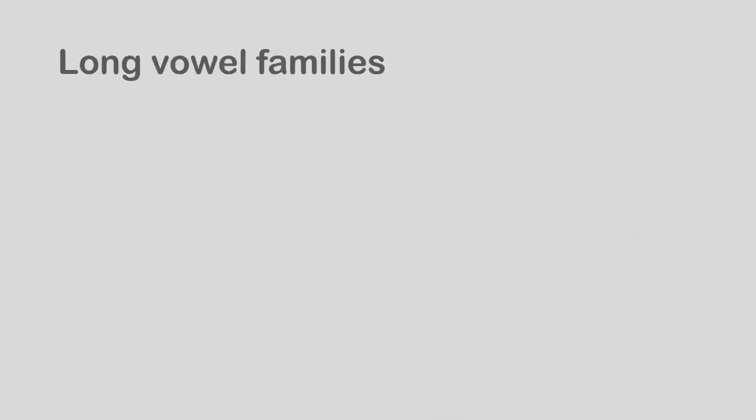Okay, so we've already started to talk about the irregularities. These are particularly obvious in our long vowel families. I'm going to put a spelling pattern on the screen. This is to represent the phoneme a. Can you say it? A. I would like you to pause the video and see how many different ways you can think of that we can spell that phoneme.